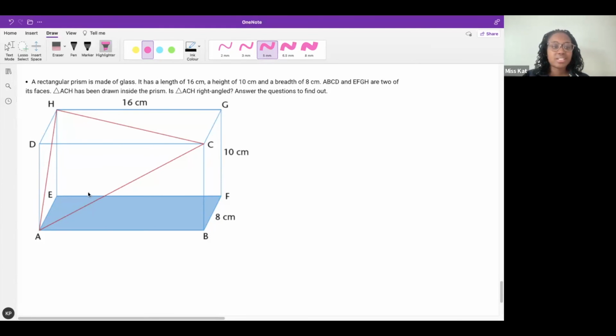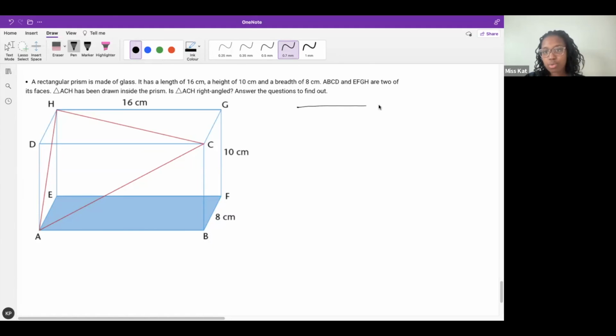A, B, C, D. Where's A in the first place? A, B, C, D is the one in front. It's a rectangle in front. And E, F, G, H is the one at the back, are two of its faces. Now we have triangle A, C, D. So it's a 2D shape, guys. Triangle ACD is a 2D shape. It's on the face of the first side.